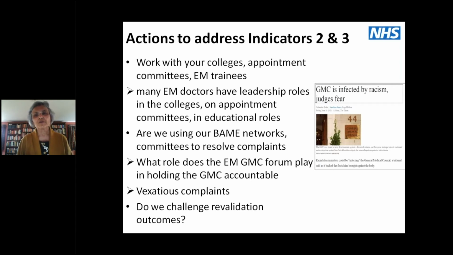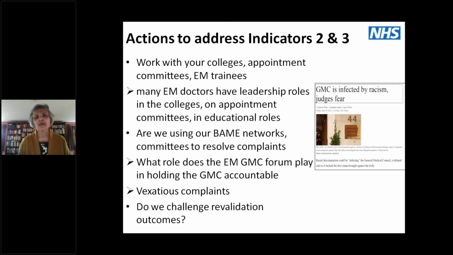Now, looking at referrals, yesterday's judgment was extraordinary. Judges have reported that they fear the GMC is infected by racism. With regards to referrals to the GMC as well, we have a role in challenging these systems, committees, complaints, to find ways to resolve complaints as locally as we possibly can.